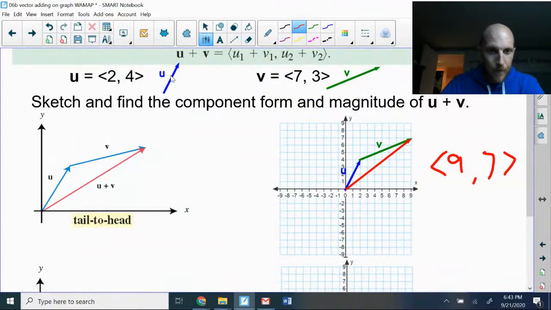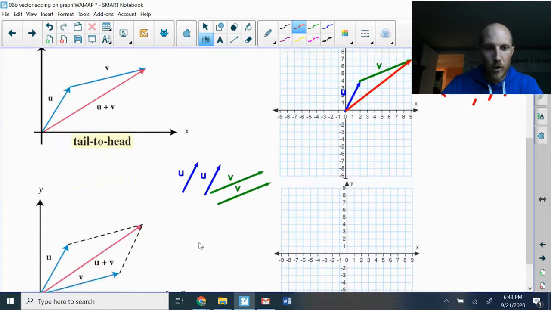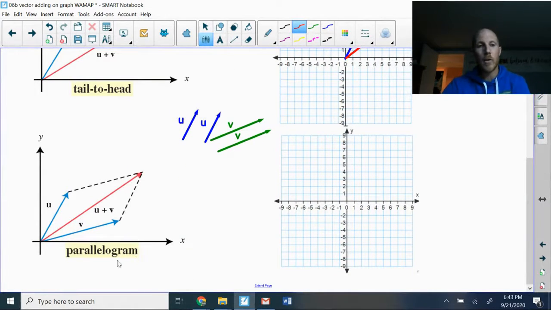Let me pull some of these. I can use the same two example vectors. Let me just pull these down here so that I can see them for later. Okay, so in the parallelogram method, both of the two vectors you're adding are going to start from the origin.